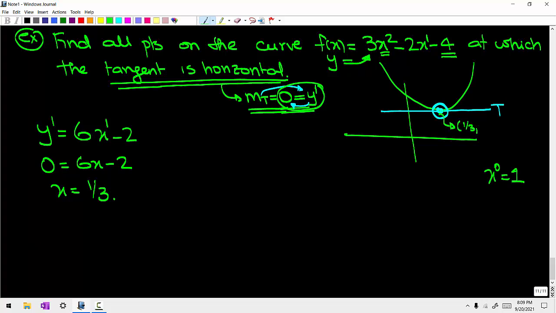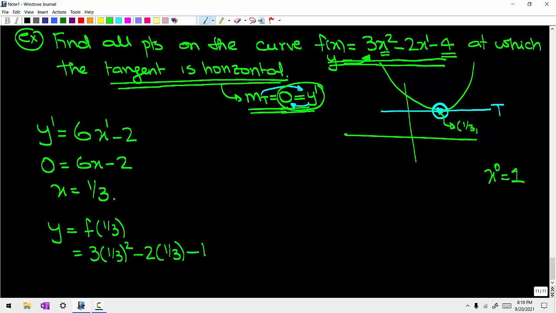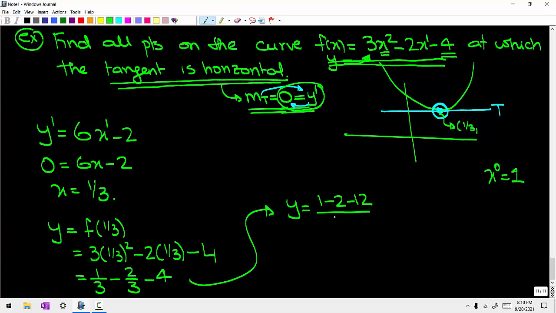And to find the y coordinate, you take this x and plug it into this original function. So to find y, we will get f of 1/3, which is going to be 3 times 1/3 squared minus 2 times 1/3 minus 4. So we get 1/3 squared is 1/9 times 3 is 1/3, minus 2 over 3, minus 4. And then we just need to find the common denominator here. So we get y is equal to 1 minus 2 minus 12 divided by 3. So we end up with negative 13 over 3. So that is the y value.